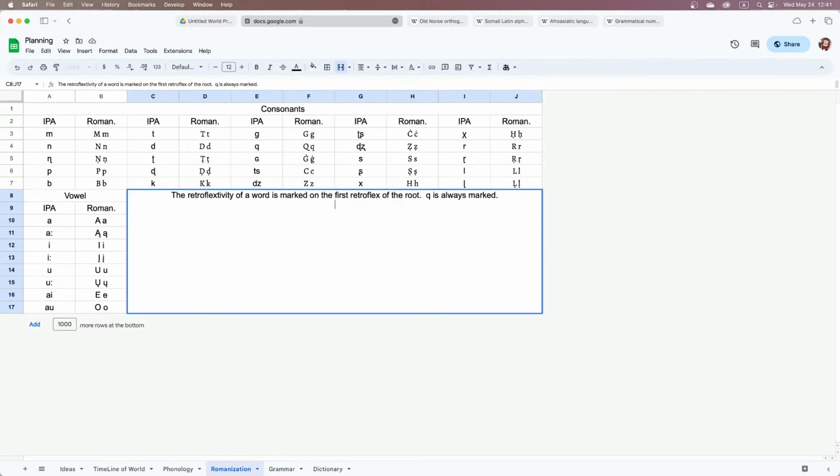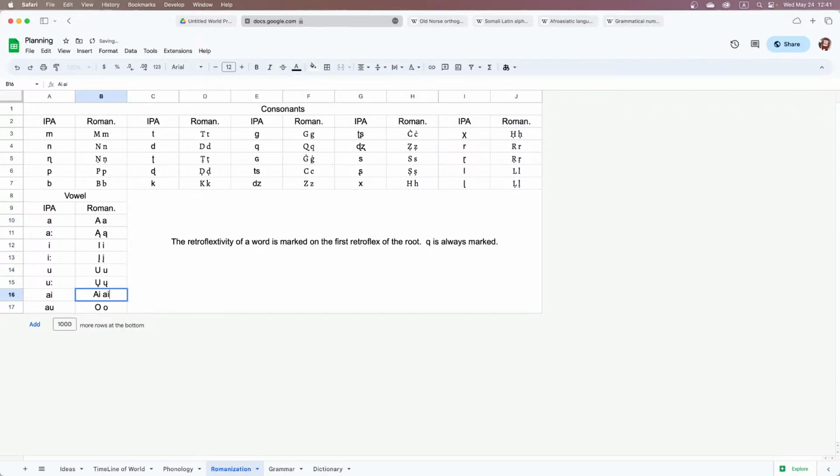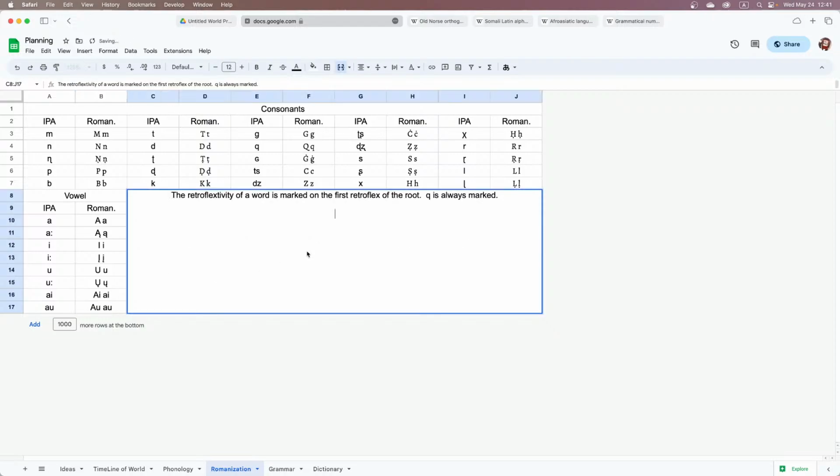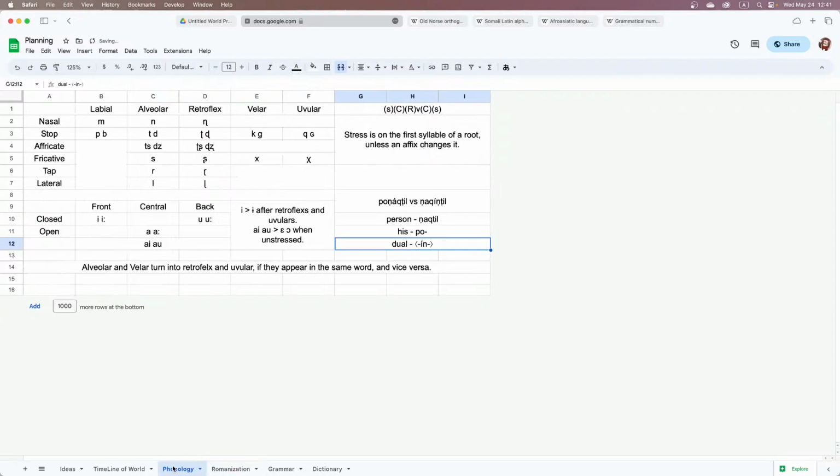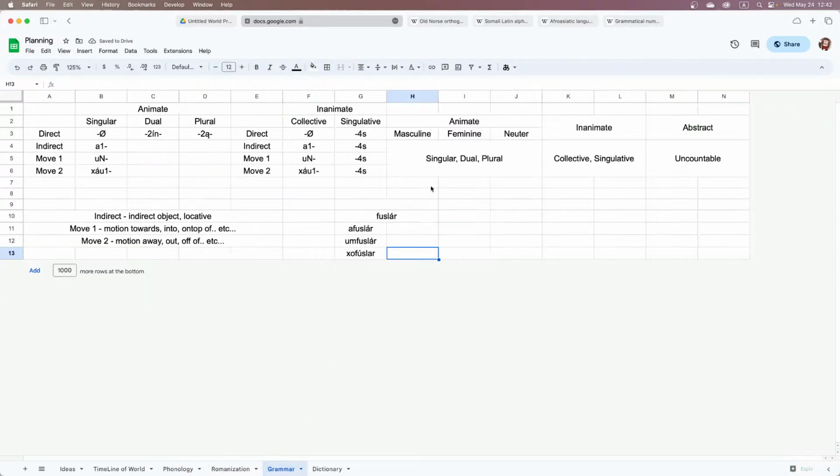Romanization. And I will become a, and or when unstressed. Yeah, I'll just leave them like that.